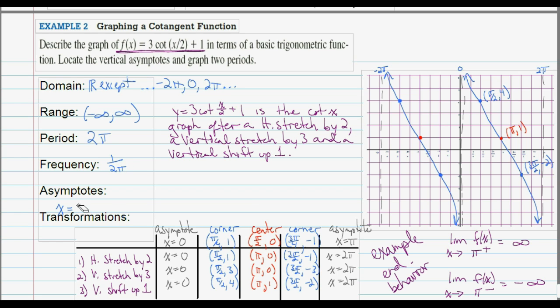The asymptotes are going to be, again, you can pick the same values that you left out of the domain or just something within that pattern. So I could have put dot dot dot 0, 2 pi, 4 pi, dot dot dot. And then again, some example end behaviors left for your review.